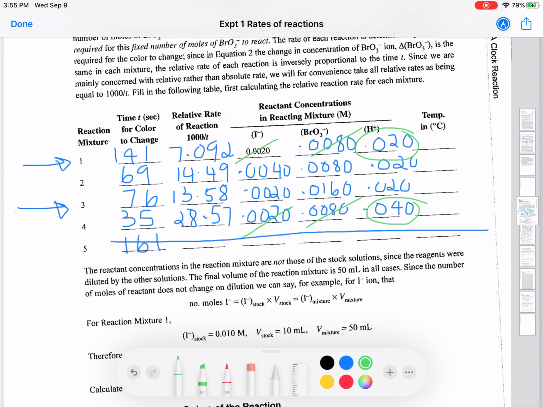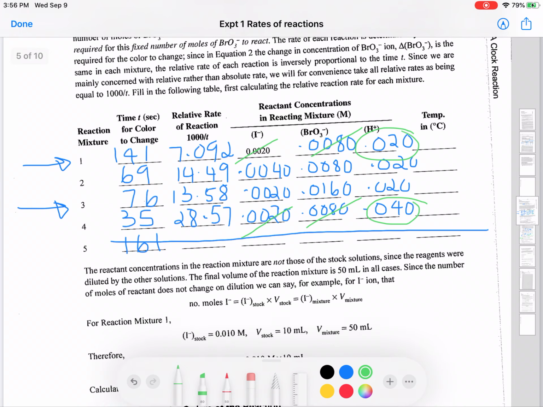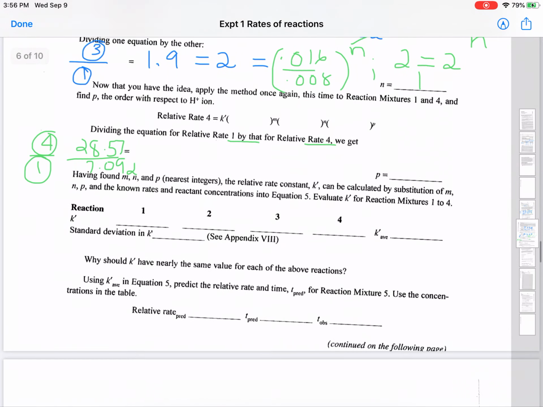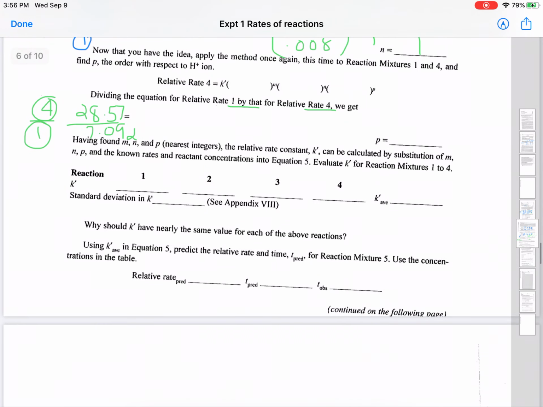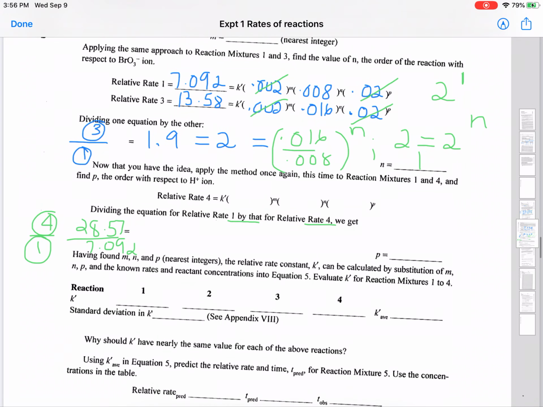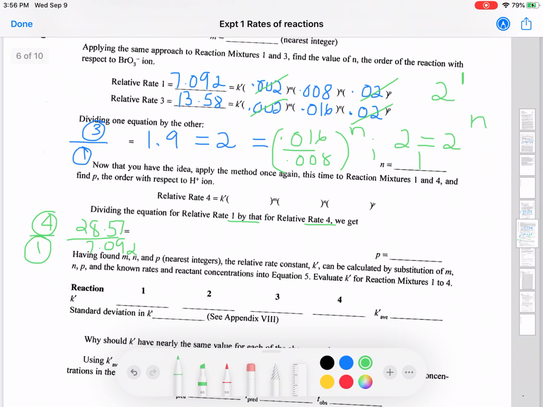And remember, we cancel the k prime for each of these cases. k prime is a rate constant, and the rate constant only depends on the temperature. If you are running all these reactions at the same temperature, we can assume each time the k prime, or the rate constants, are the same. So that's why when you divide these equations, we cancel k prime also.